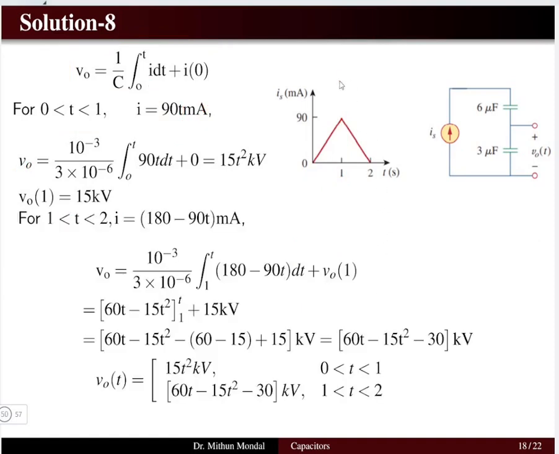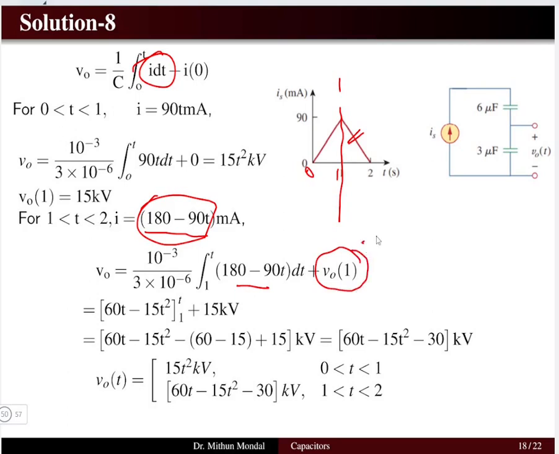Now what happened from 1 to 2 seconds? So this part of the graph, the current equation is 180 minus 90t. Then we substitute this current in the voltage equation and then we integrate. Now understand here that from 0 to 1 second there will be some voltage present initially in the capacitor, because the capacitor has been charged to a voltage of 15 kilovolt from 0 to 1 second. So that will become the initial voltage in the second case from 1 to 2 second.